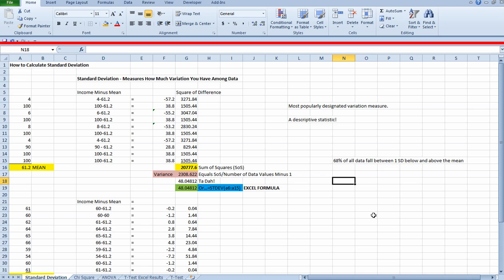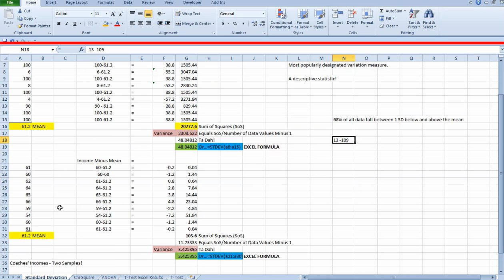So let me just do it on my calculator. 61.2 minus 48, just to make it simple. So that's 13.2, and then 61 plus 48 equals 109. So 68% of all the data will fall between 13 and 109. It's a pretty big range on the basis of that standard deviation.